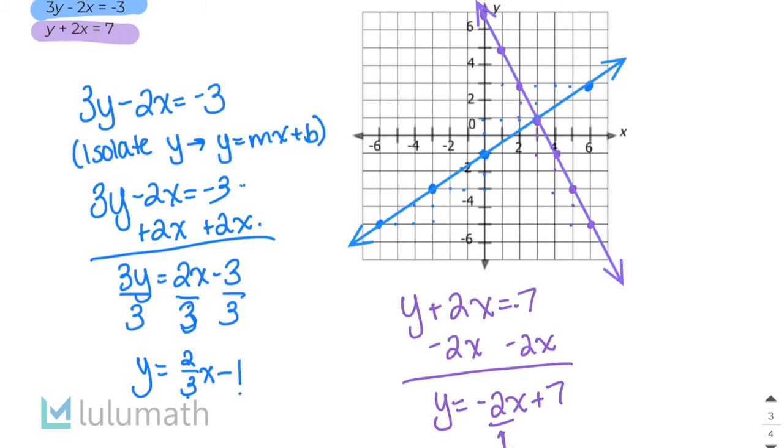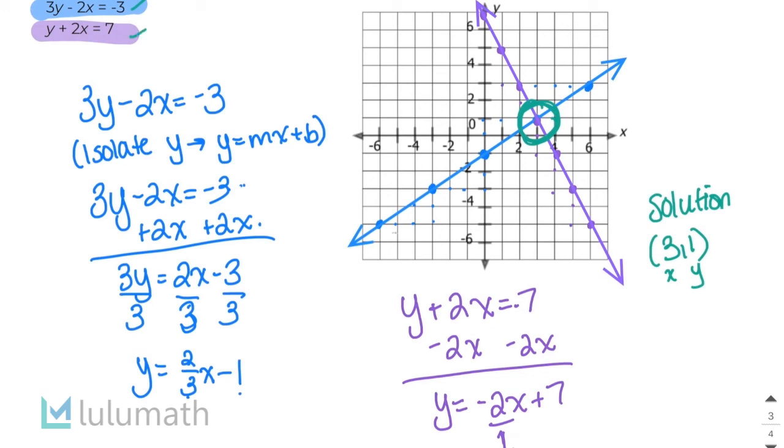And as you can see, the two lines will intersect at one point, which is at 3, 1. So that means that my solution that satisfies both equations is at 3, 1. So when x is 3 and y is 1, my blue equation here will be true, and my purple equation here will also be true.